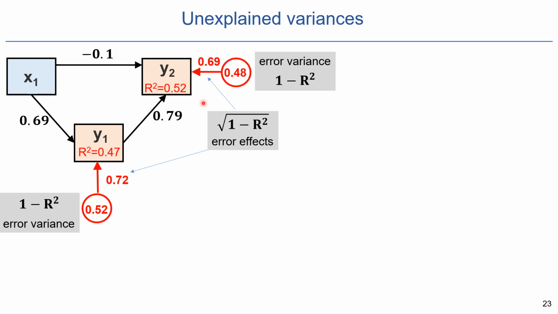And now when we look at this result, for instance, at our variable y2, we can say that our model explains 52% of variance in y2, and there are other sources that are not modeled here, which explain around 48% of variance in our y2. And the effect of these unmodeled sources is quite high, it equals 0.69.